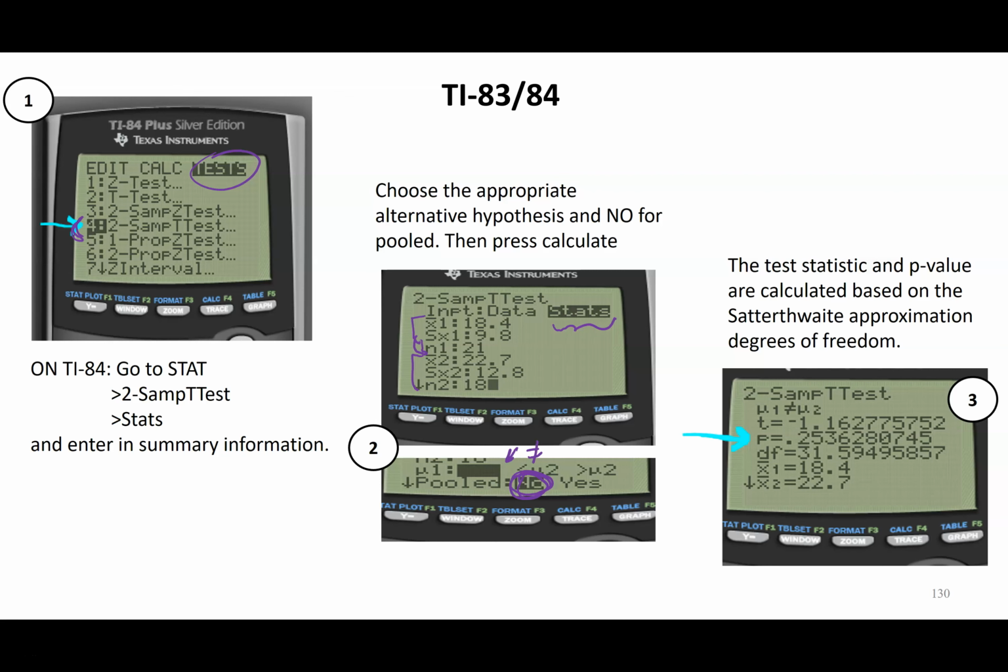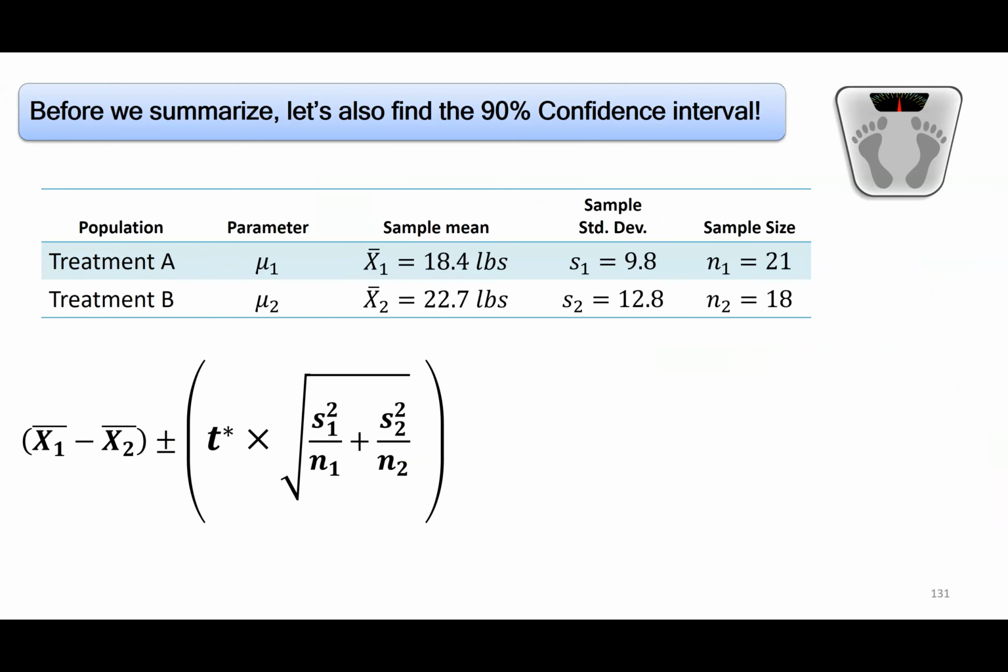And then, yeah, here's our p-value. So it's 0.2536. So it is between 0.20 and 0.30. So it's a very big p-value. And here's our t-test statistic as well. So before we put it into our summary, we're also going to find the 90% confidence interval.